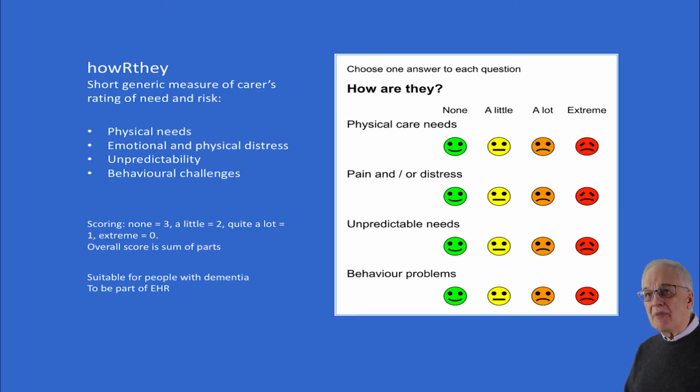One of the problems we have is how you ask. There are some patients who are unable to answer questions directly. For example, they've got advanced dementia or they're near the end of life. And for these patients, we use a measure called How Are They, which is a staff or carers assessment of their needs and risk. And this covers their physical needs, their level of distress, and importantly for some of these people, their level of unpredictability and behavioural challenges, extent to which you can leave people alone, or how many people you need to look after them.